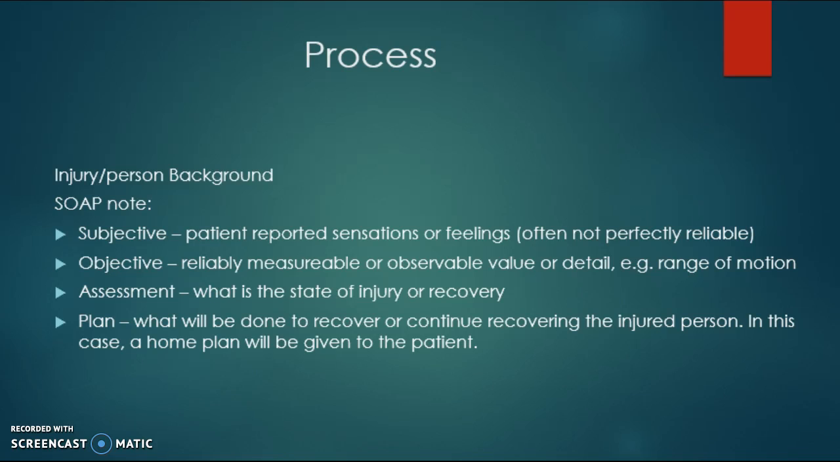In the subjective portion of the note, the patient will tell me what they are experiencing or feeling and what the reported pain levels are. It's not often reliable because different individuals will have differing pain tolerances, and each individual will have their own perceptual bias about what is going on with them. In the objective portion of the note, I will obtain measurements that are objective and observable. For example, I will obtain range of motion and muscle testing, strength testing measurements.